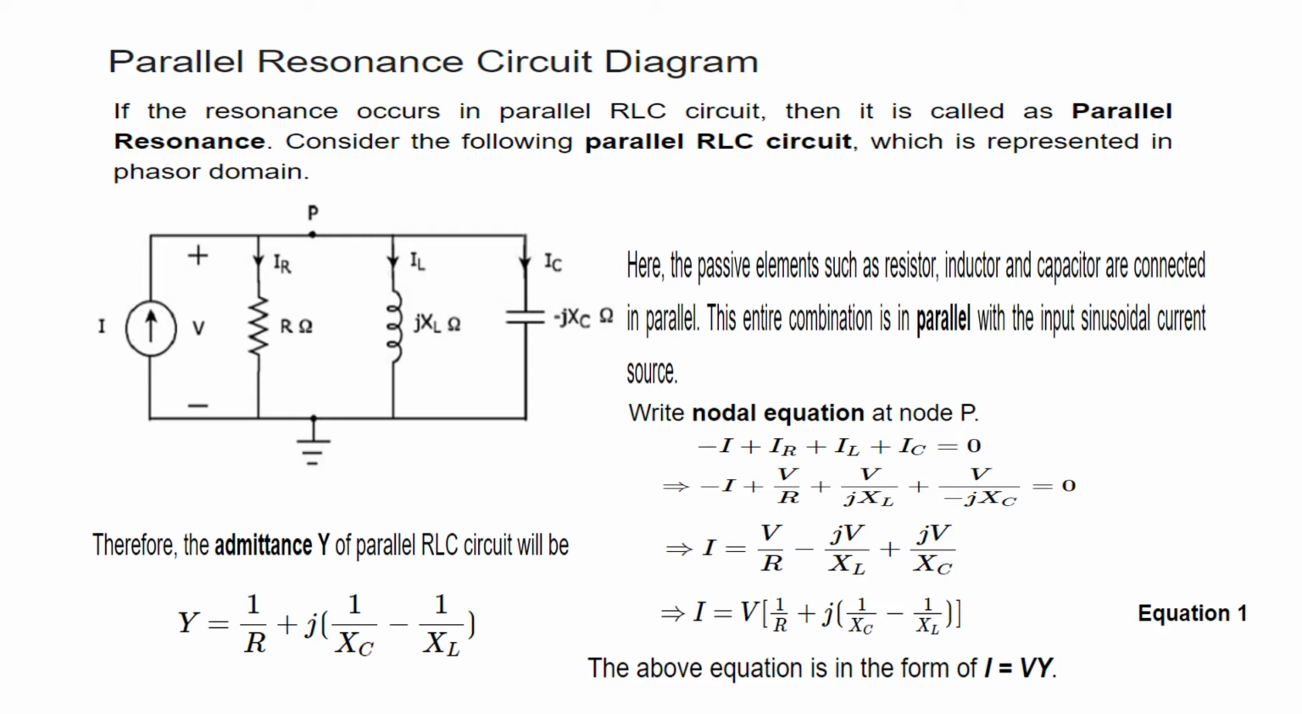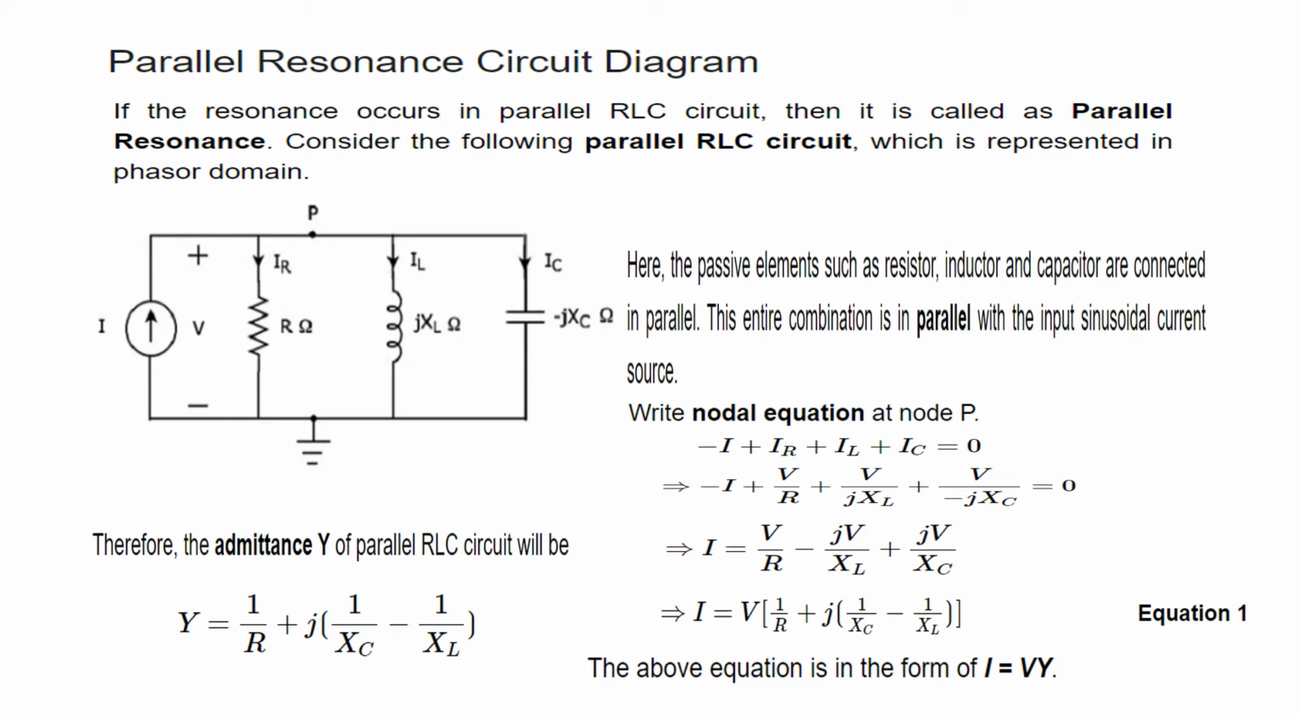Write the nodal equation at node P. By nodal analysis and applying Kirchhoff's current law, we get minus I plus IR plus IL plus IC equal to 0. Here I is the source current and IR is the current through the resistance. IL is the current through the inductor and IC is the current through the capacitance. So minus I plus IR plus IL plus IC equal to 0 according to Kirchhoff's current law.